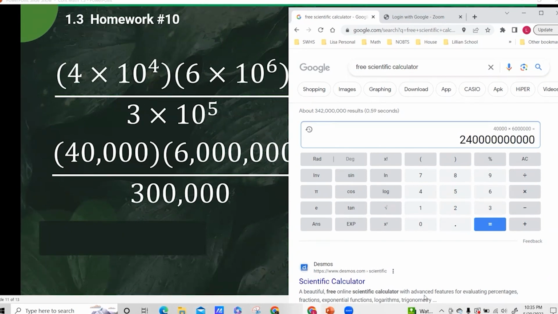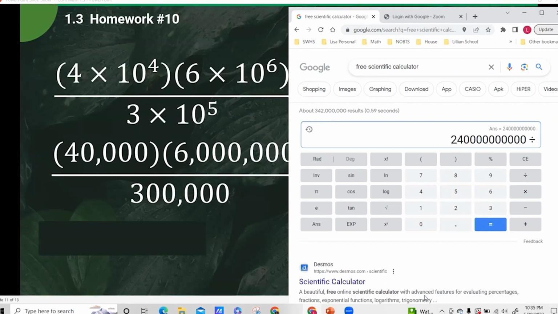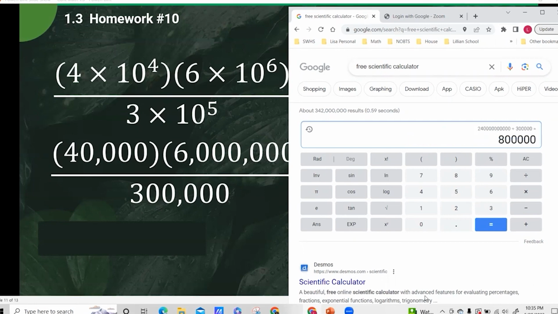That's the 40,000 times 6 million. Now I am going to hit divided by the denominator, which is 3 with 5 zeros, 1, 2, 3, 4, 5. And then I'm going to hit enter. And you get this 8 with 5 zeros.